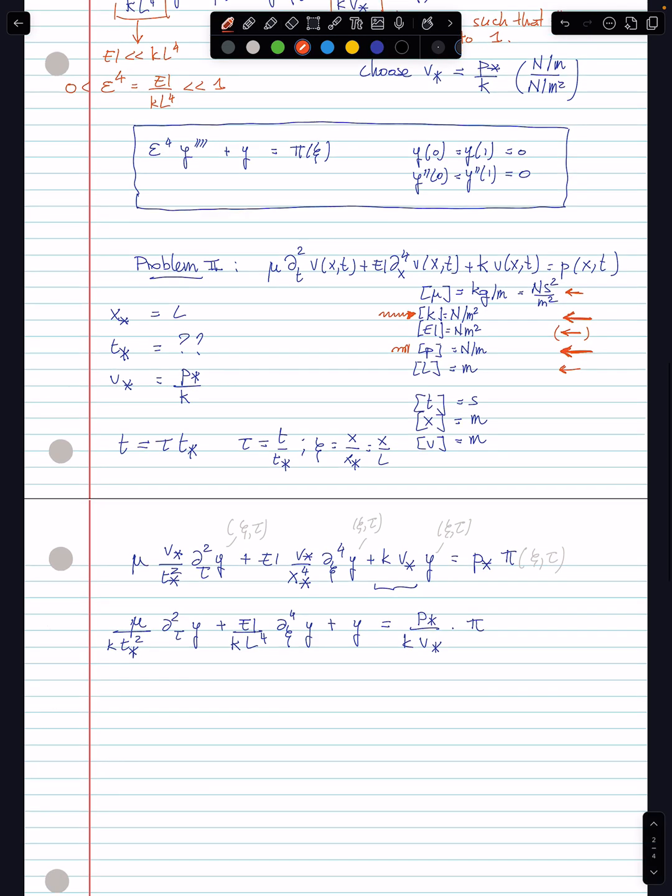So what do we do here? Same as what we did earlier. Choose our freedom in such a way that this is equal to 1. This will be a small quantity, so define this in such a way that it's going to be equal to epsilon to the power 4. And then we ended up with something here, and again use our freedom on T star in such a way that this is equal to 1.